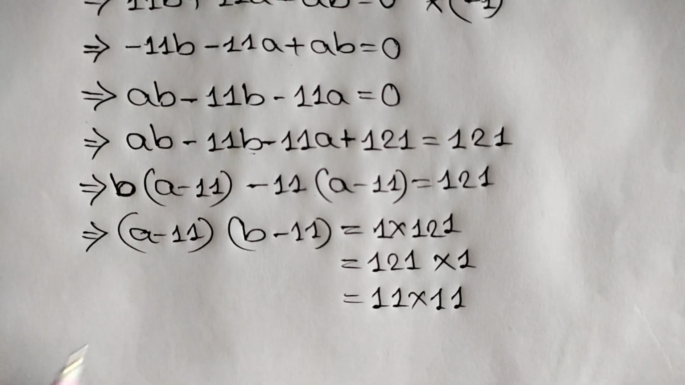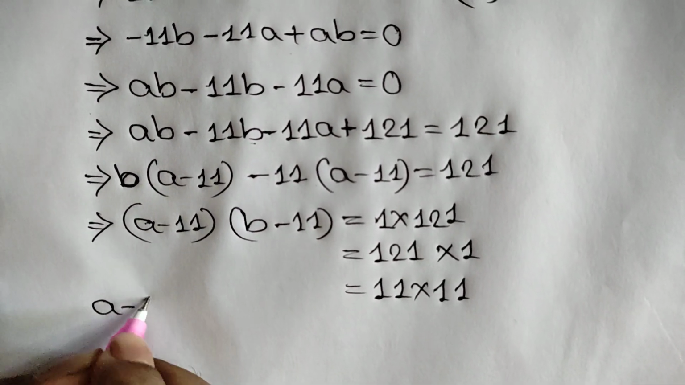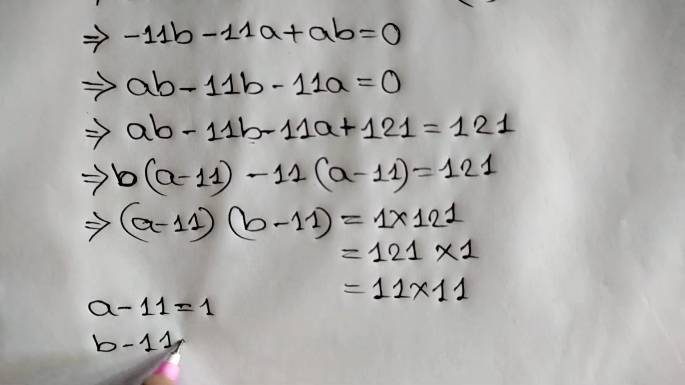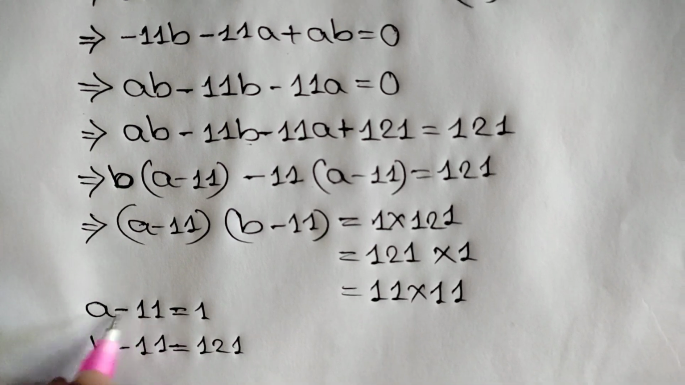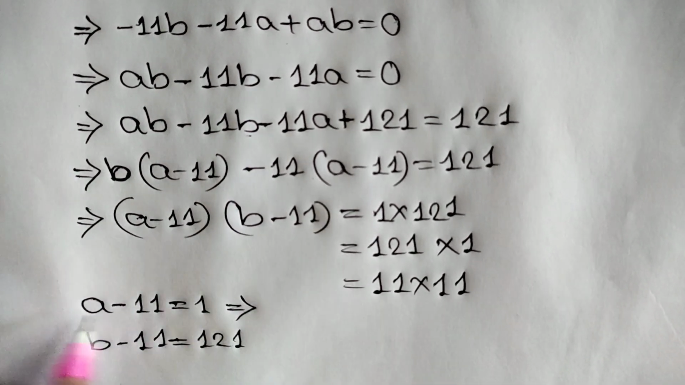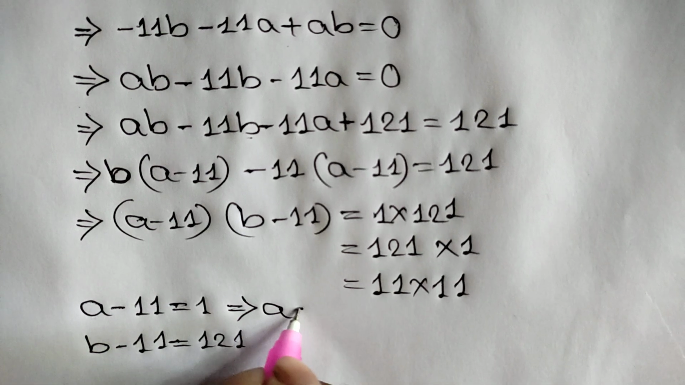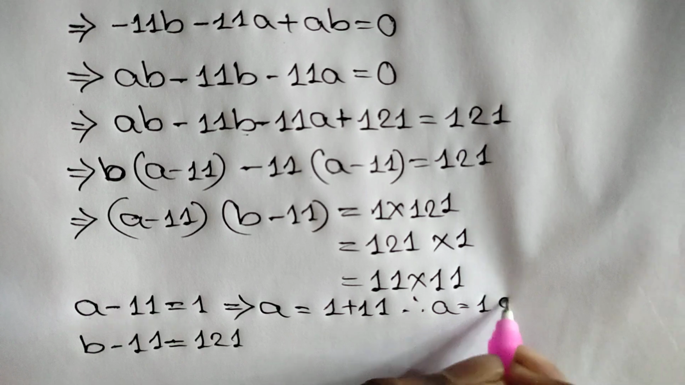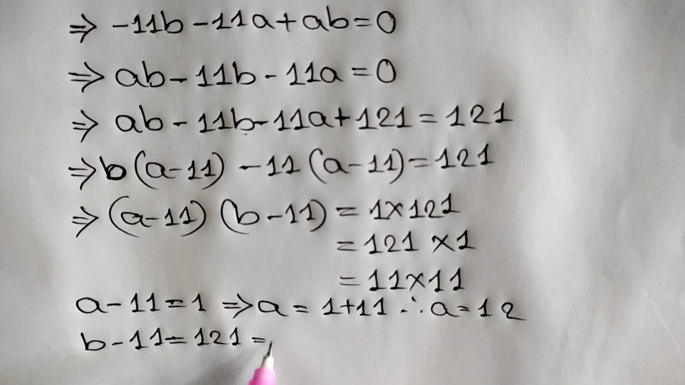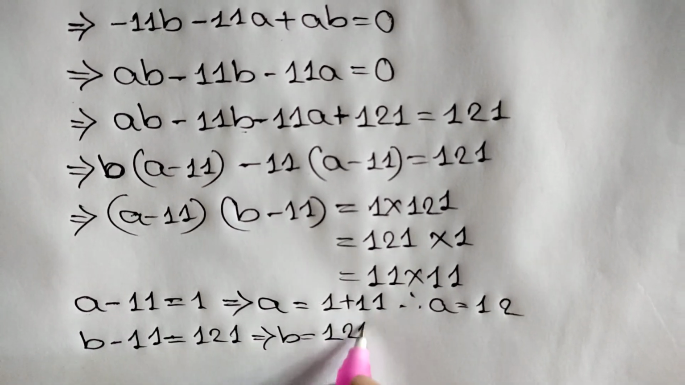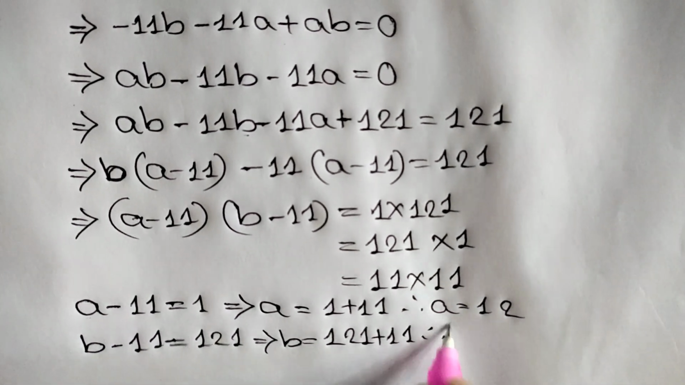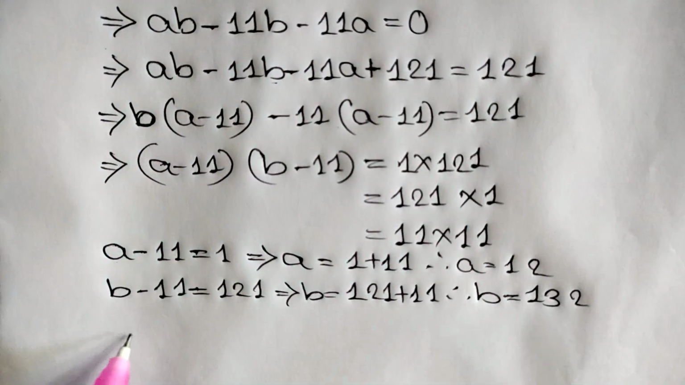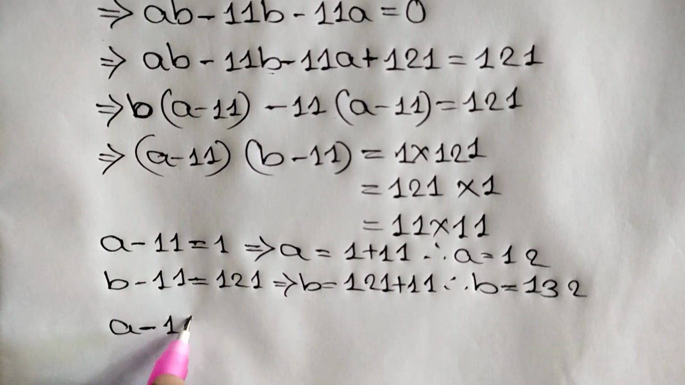Now we can write a minus 11 is equal to 1, so b minus 11 is equal to 121. Now we can write a is equal to 1 plus 11, so a is equal to 12. When a is equal to 12, then b is equal to 121 plus 11, so b is equal to 132.